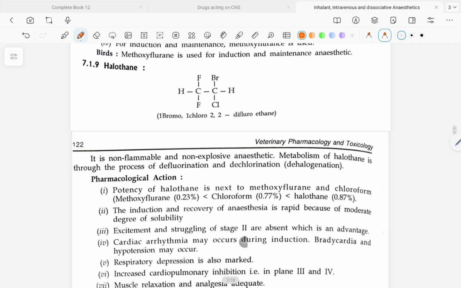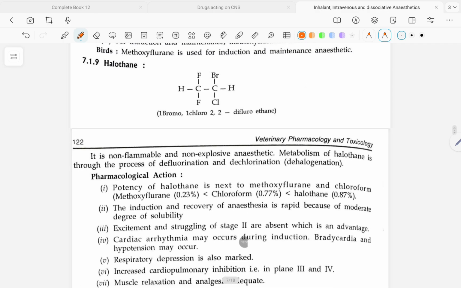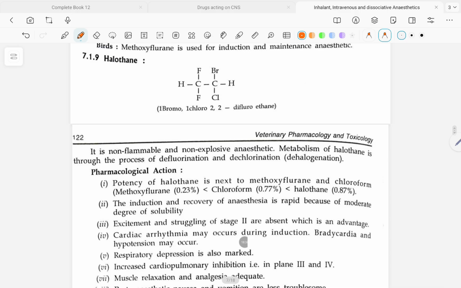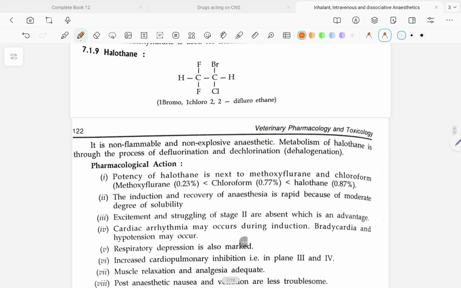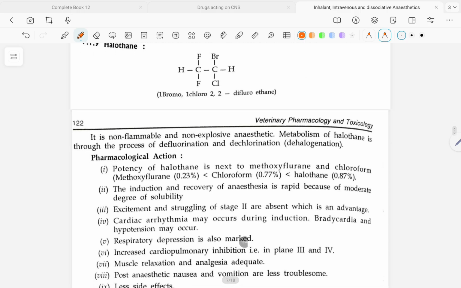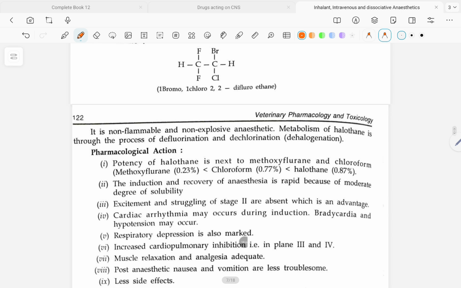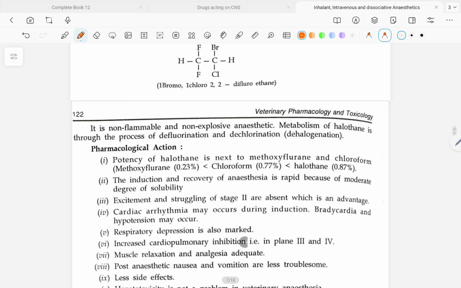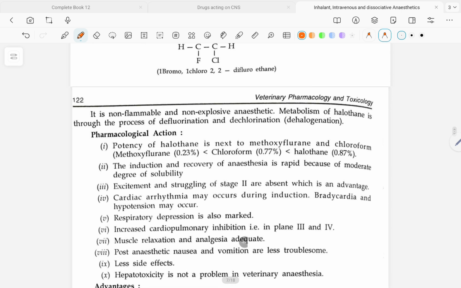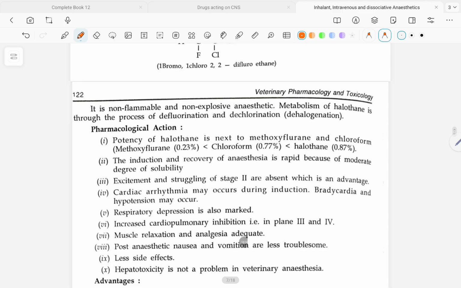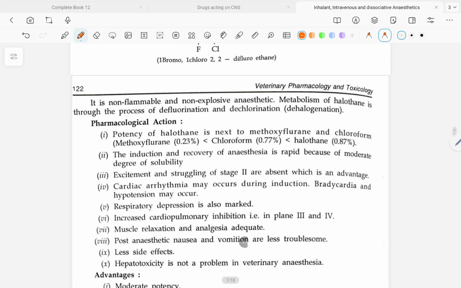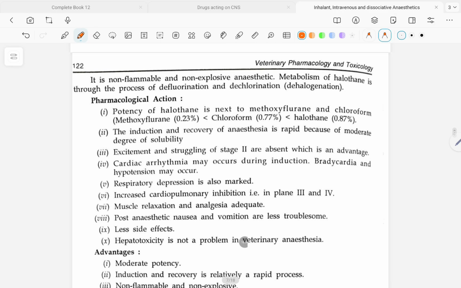Halothane. It is a non-flammable and non-explosive anesthetic. Metabolism of halothane is through the process of defluorination and dehalogenation. Pharmacological action.